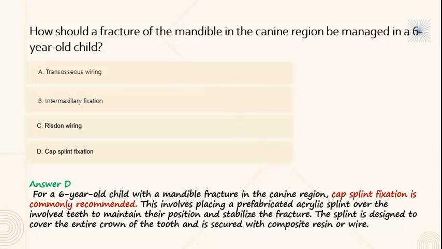Answer D. For a 6-year-old child with a mandible fracture in the canine region, cap splint fixation is commonly recommended. This involves placing a prefabricated acrylic splint over the involved teeth to maintain their position and stabilize the fracture. The splint is designed to cover the entire crown of the tooth and is secured with composite resin or wire.